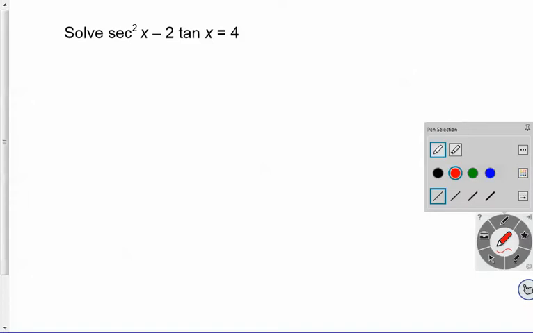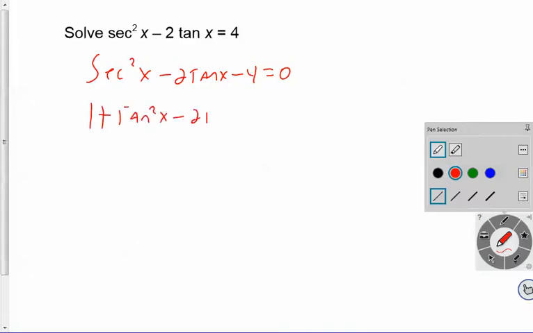Secant squared x minus 2 tan x equals 4. This one's interesting because you need to think a little bit about what you need. What can we do first? Well, the first thing I'm going to do is bring everything over. So I got secant squared x minus 2 tan x minus 4 equals 0. We have a problem because we have secant squared and we have tan. Well, if we look at your foldable, you know that secant squared x is 1 plus tan squared x. So I'm going to go 1 plus tan squared x minus 2 tan x minus 4 equals 0.